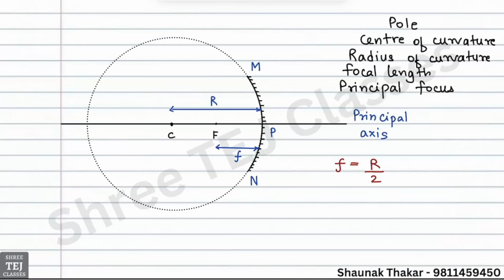Now all the rays parallel to the principal axis, after reflection, pass through a unique point, just a single point, that we call the principal focus. It lies exactly in between the center of curvature and the pole of the mirror. The distance between the principal focus and pole is termed the focal length, and because F is the midpoint of CP, we can write the expression: f, the focal length, is half of the radius of curvature.